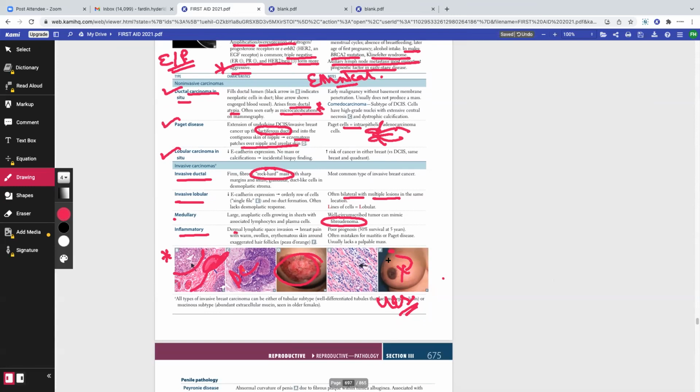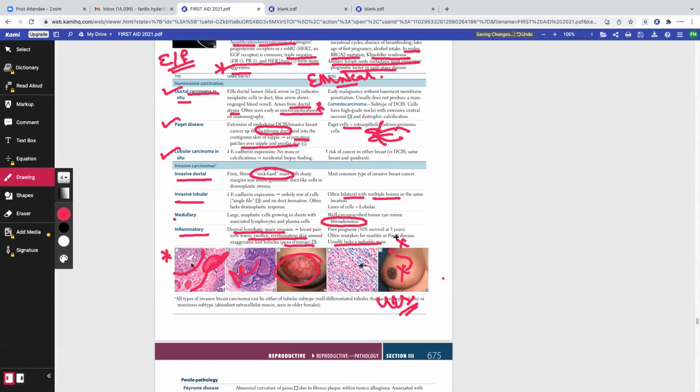Next one, inflammatory carcinoma. Inflammatory carcinoma is a carcinoma where you see dermal lymphatic space invasion, a warm, swollen, erythematous breast with peau d'orange. As you can see, there is red congestion and enlargement, and there is a globular growth of the breast. But over here, do you see any mass? Yes or no? The answer is no.